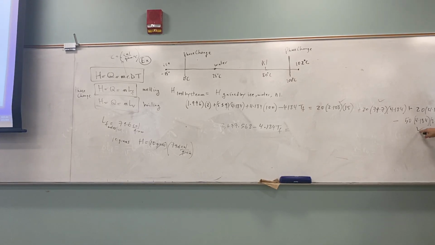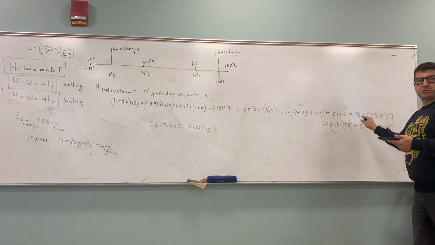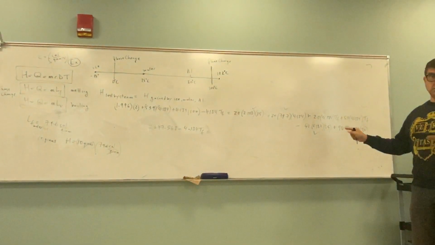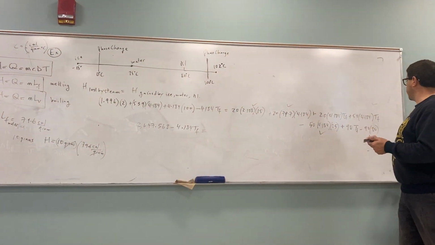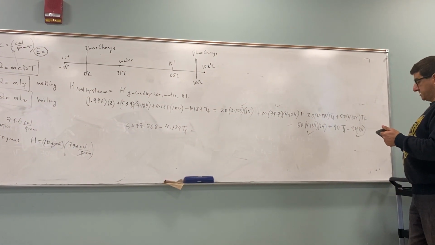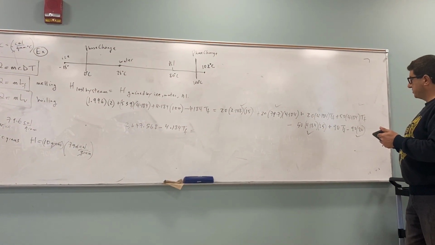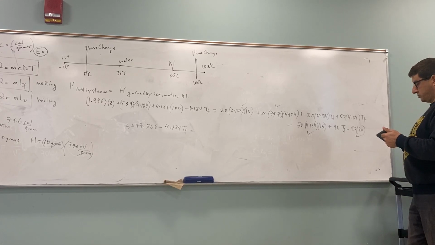Just even putting a check mark like that allows me to make fewer mistakes, so I can keep track of what I'm doing, so visually I can see it. I'm combining that, and that. So then minus 50 times 4.184 times 25 minus 7200.